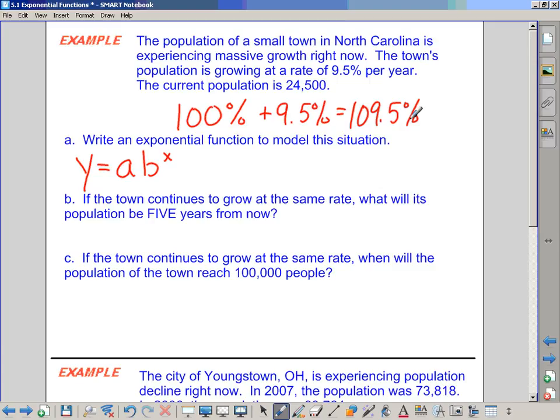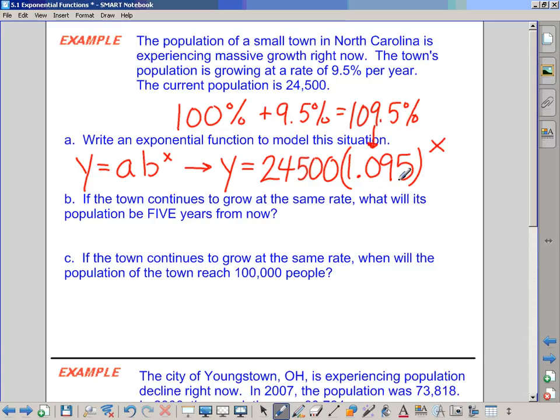Before using this in the problem, y equals a b to the x, we're going to need to convert that to a decimal. A is the initial population, x is the number of years. We need to convert 109.5% to a decimal. You move the decimal 2 places to the left, so we get 1.095. That is the formula that we're going to use for this problem.